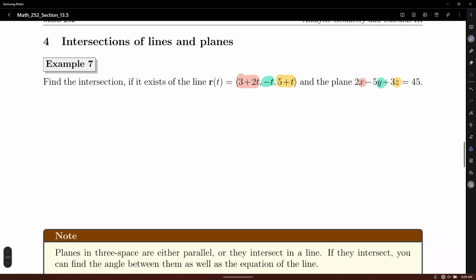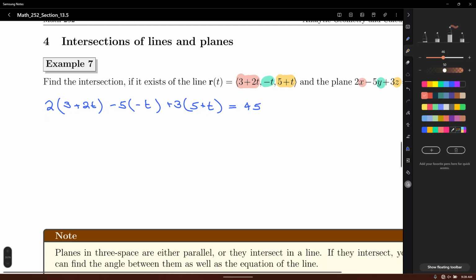You'll see. So that means 2 times x, but what's x? 3 plus 2t, minus 5 times y, but what's y? That's a negative t. And lastly, plus 3z, which in this case is 5 plus t. And that equals 45.